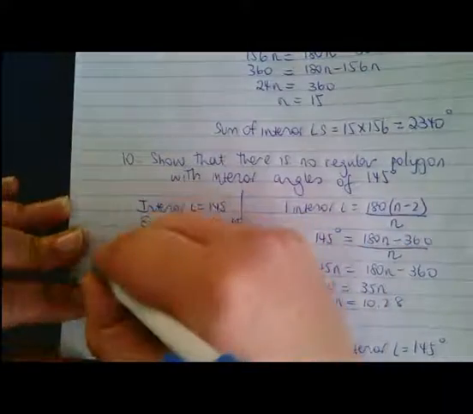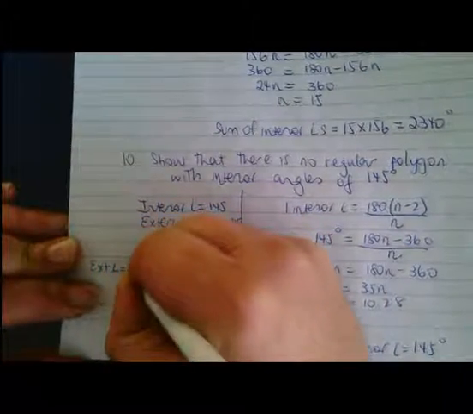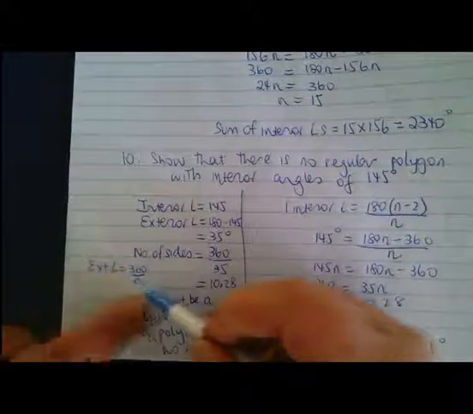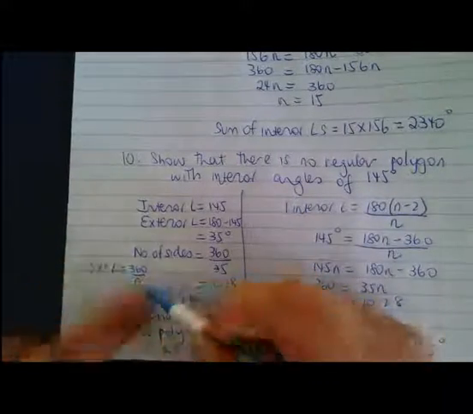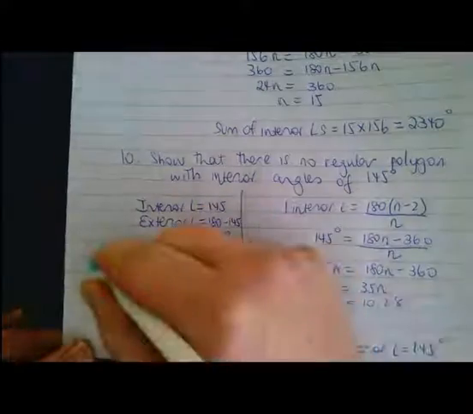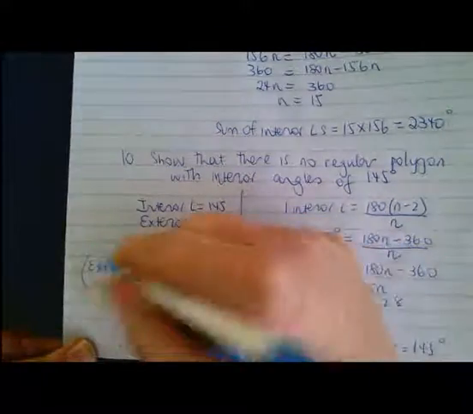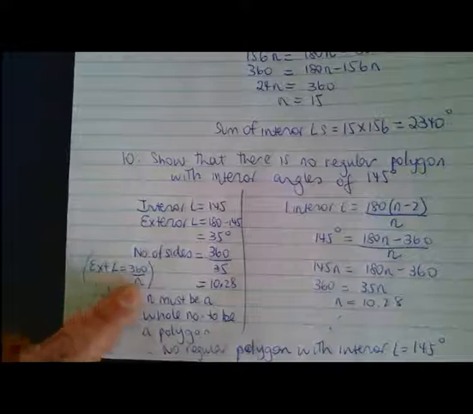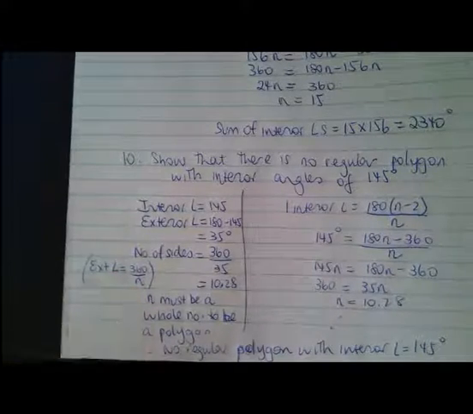We know that the size of one exterior angle is 360 divided by n, so I'm just doing number of sides is 360 divided by exterior angle there, because this is coming from this formula here. Exterior angle is 360 divided by n, all right?